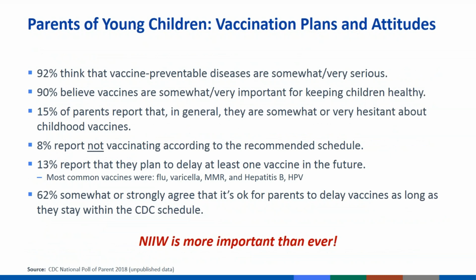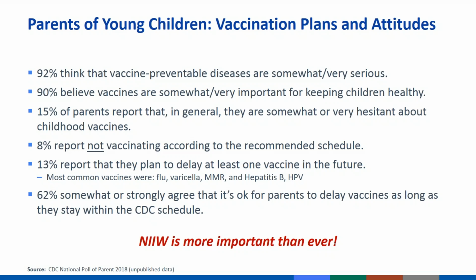Every 2 years, CDC conducts a national online poll of parents. And this slide shares some of the key findings from our most recent poll, which was actually fielded last summer. We find that most parents, 92%, think that vaccine-preventable diseases are somewhat or very serious. Most, or 90%, think vaccines are somewhat or very important for keeping children healthy.